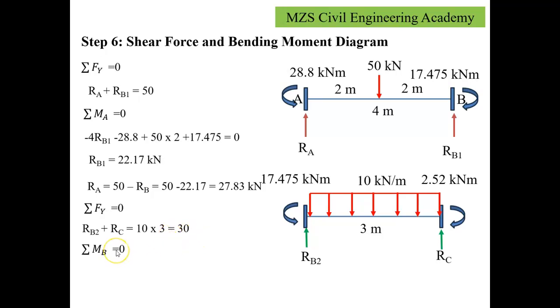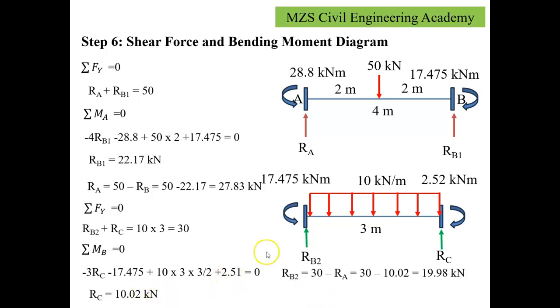Now, if I take summation of moment about the joint B, it will be minus 3 into RC, the anti-clockwise rotation for the reactive force RC, minus 17.475, the moment at the end B, plus 10 into 3 into 3 by 2, the moment caused by the UDL, plus 2.51, the moment at the end C. So from this we get RC worked out to be 10.02 kilonewton.